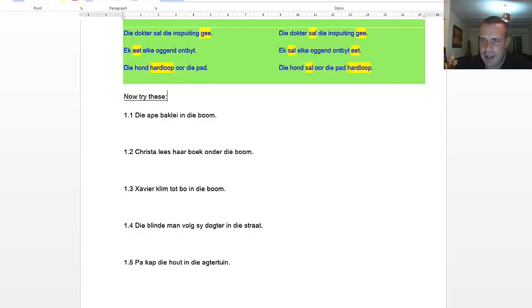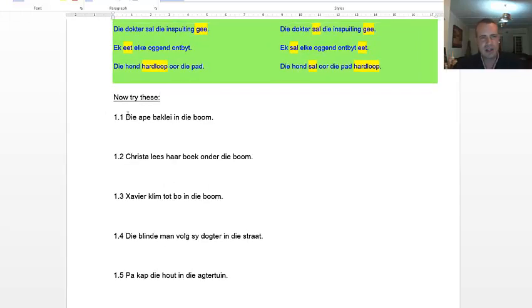Die ape beklei in die boom. The monkeys are fighting in the tree. So you need to know that beklei is fight. Otherwise, you are lost. You cannot do this question. If you are clever, you'd have guessed that that is the verb, because it's in the second position in the sentence. Verb is always second. So what do we do? We move that to the end. Where that word used to be, we put a sal.